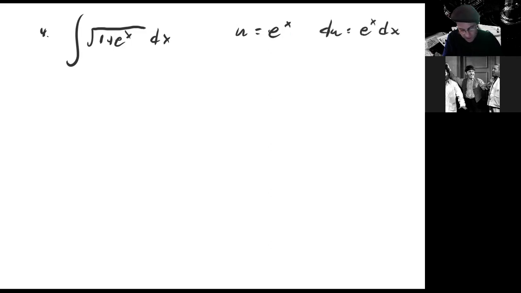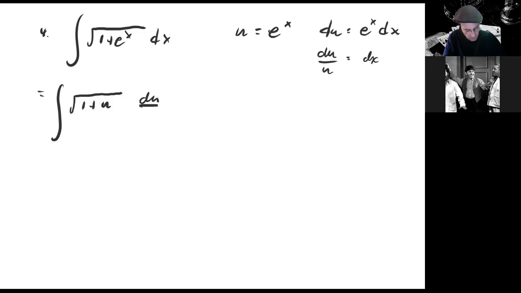So what is dx? Since e to the x is u, du over u equals dx. So this integral becomes the integral of the square root of 1 plus e to the x, which is 1 plus u, times dx, which is du over u. Okay, does that buy us anything? Well, now we have something which has a square root, and I think we should try and get rid of the square root by letting v equal the square root of 1 plus u. Why did I use a new variable v? Because I've already used up u.